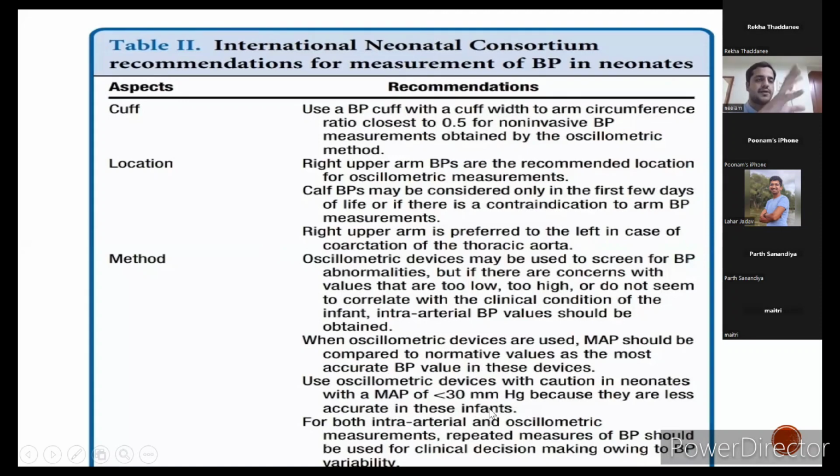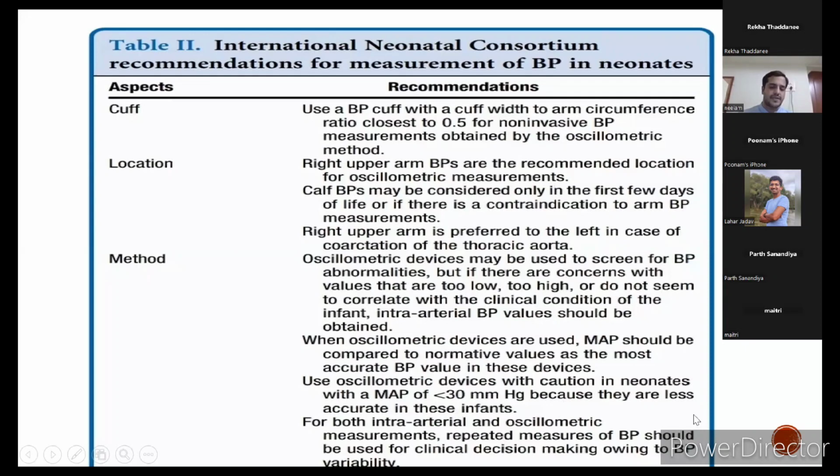Okay, so if you have a baby who is in shock and you are measuring BP and your mean arterial pressure comes to be less than 30, your NIBP values are not very reliable. Because below this, for very low BPs, the sensitivity is not good.